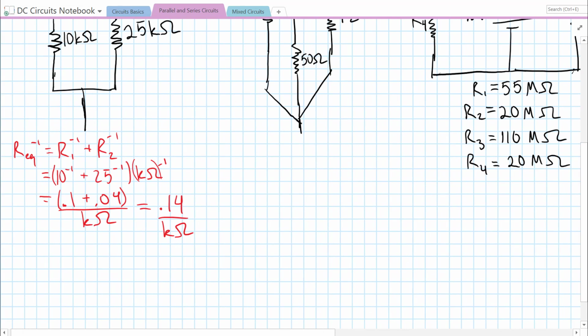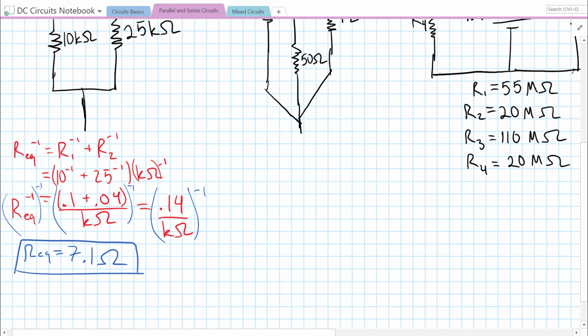And remember, that is R equivalent to the minus 1. So to find R equivalent, we're actually going to have to take the reciprocal of both sides, or raise everything to the minus 1 power. And we're going to get our final answer. R equivalent is equal to 0.14 to the minus 1, which is 7.1 ohms. Parallel resistors reduce our overall resistance.